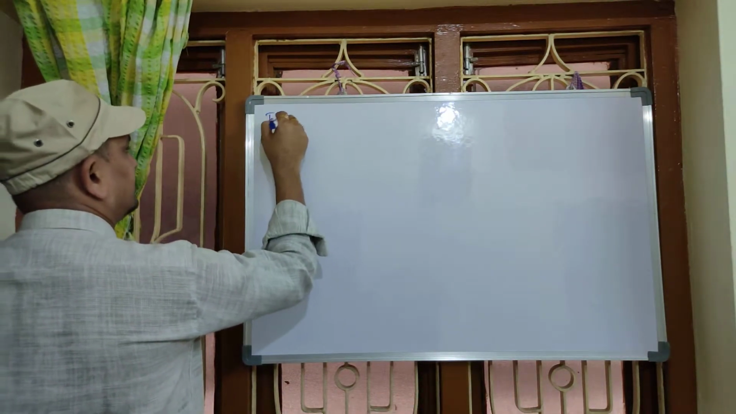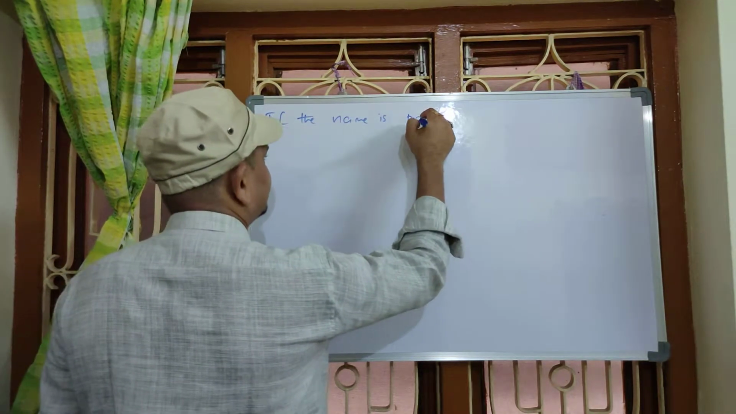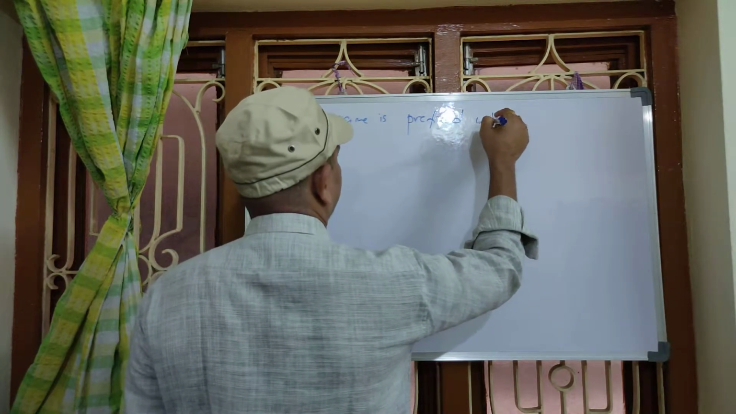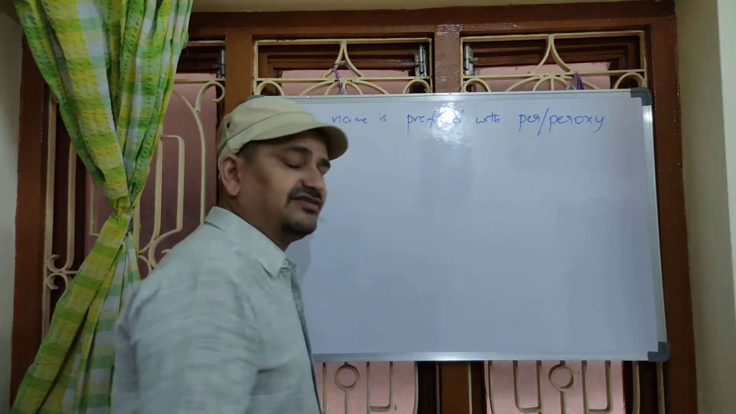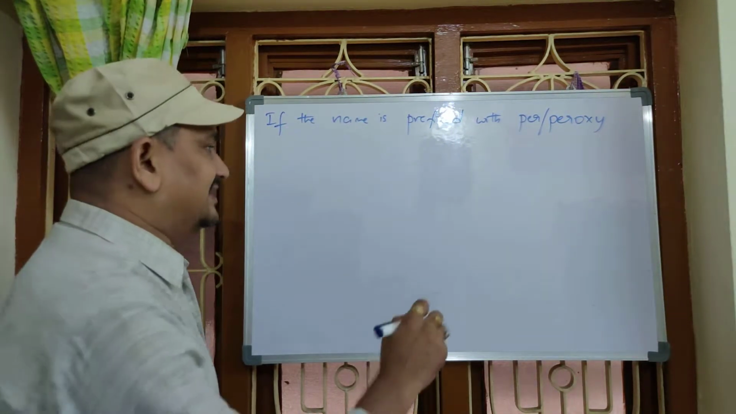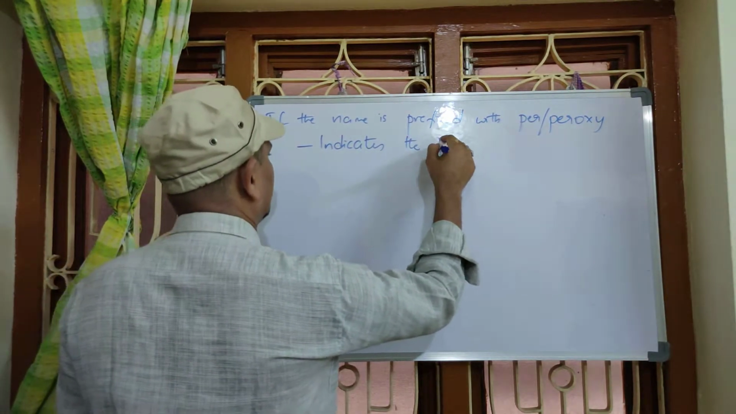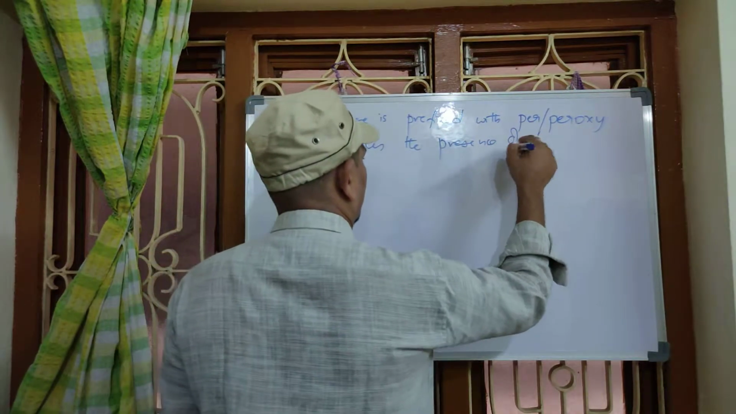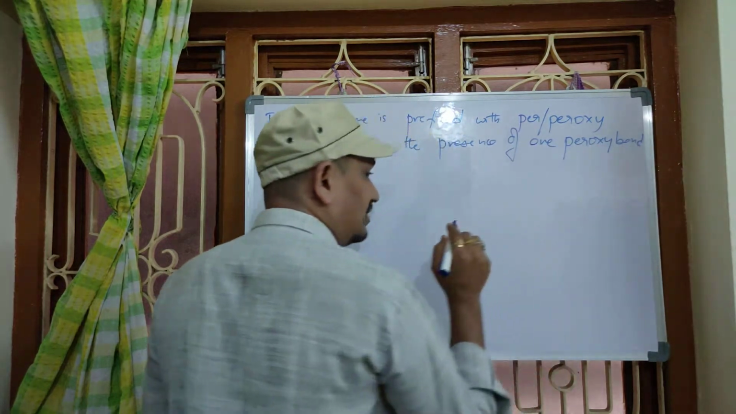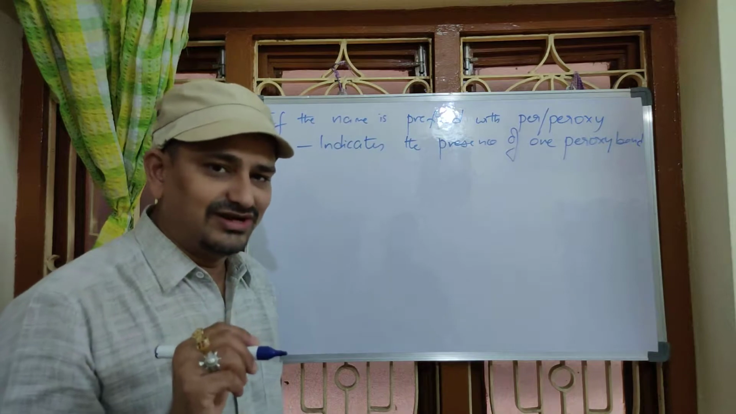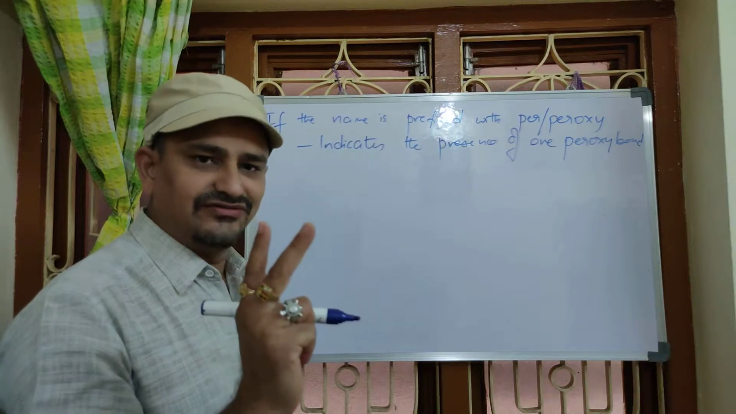So, if the name is prefixed with per or peroxy, what does it mean? It indicates the presence of one peroxy bond. One peroxy bond means how many oxygens are involved in that? Tell me. One peroxy bond means 2 oxygens are involved. Yes, you are aware of that.